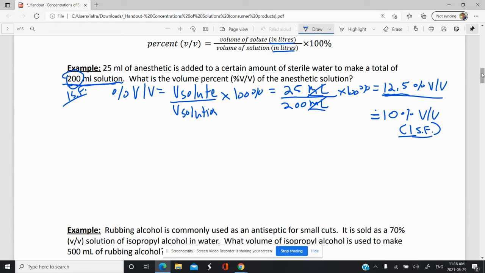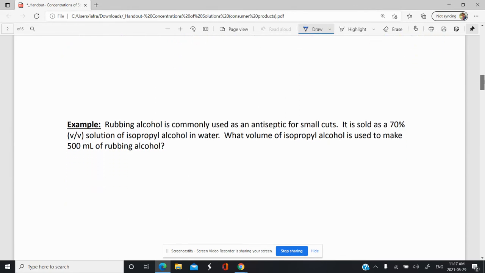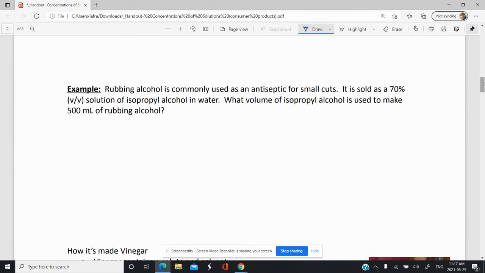So that was an example of percent VV. Let's go ahead and try another example here. We have rubbing alcohol is commonly used as an antiseptic for small cuts. It is sold as 70% VV solution isopropyl alcohol in water. What volume of isopropyl alcohol is used to make 500 mils of rubbing alcohol?